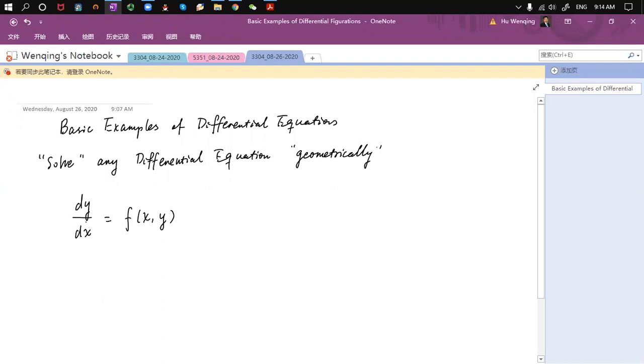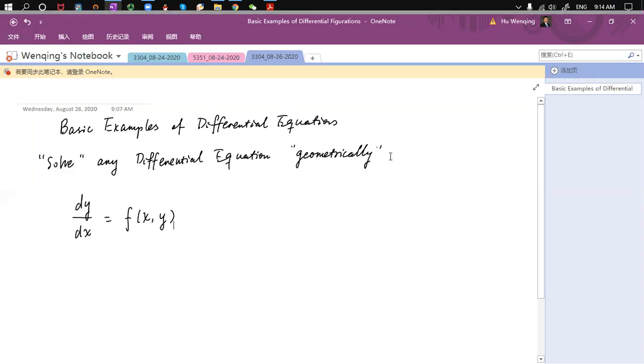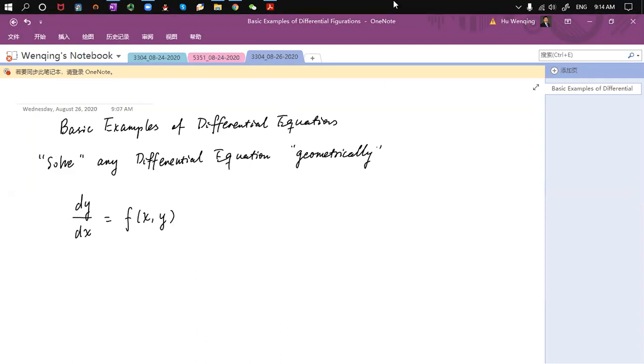Anybody can tell me? You can tell me what you think by just unmuting yourself and speaking loudly. Can you tell me whether we're looking for y as a function of x or x as a function of y from this differential equation? Anybody has an idea? Anyone? In order to speak, you can just unmute yourself and speak loudly, then I will hear you. Anybody has an idea?